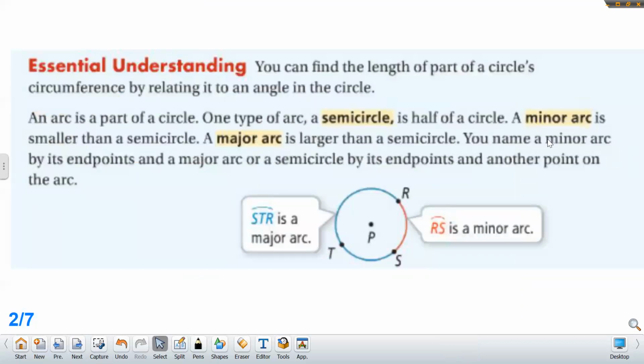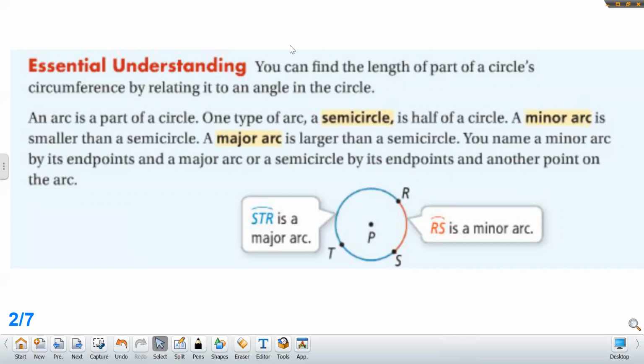This is the first. The second here, look at the definition of the minor arc, major arc, and the semicircle. The first one, the minor arc, is the smaller arc. The major arc is the greater or larger arc. So I have to determine the minor to know the major. If you determine RS is the minor, smaller, then the rest of the circle is my major arc.